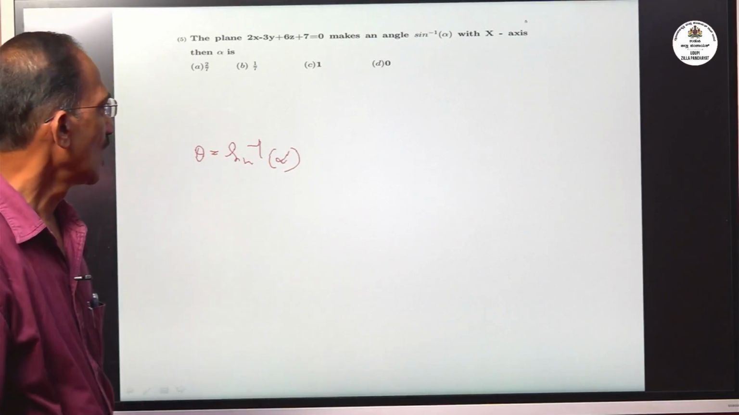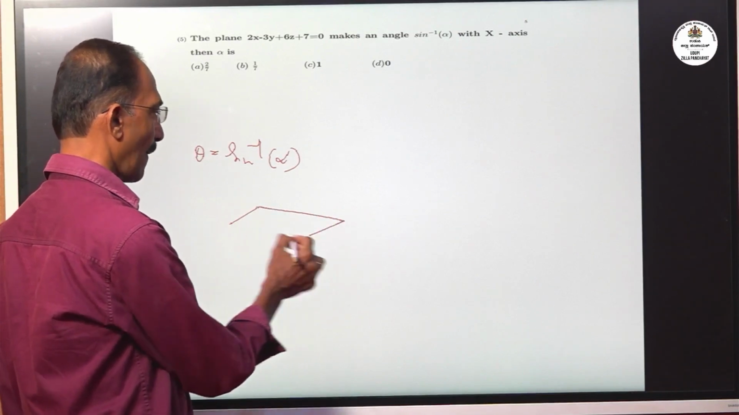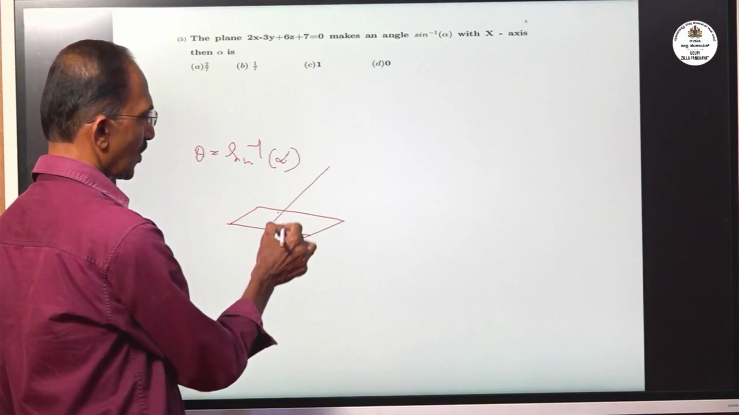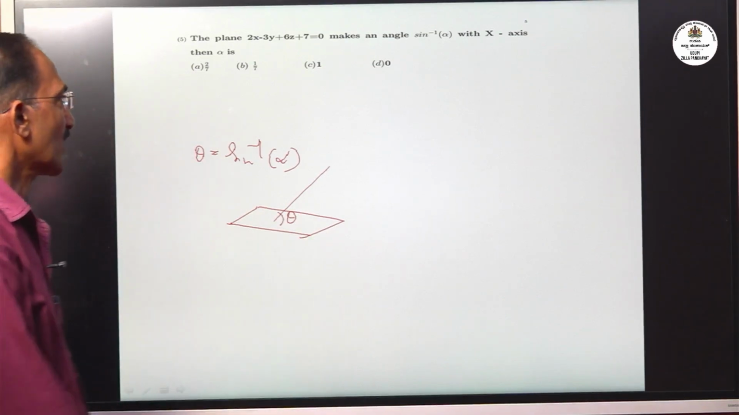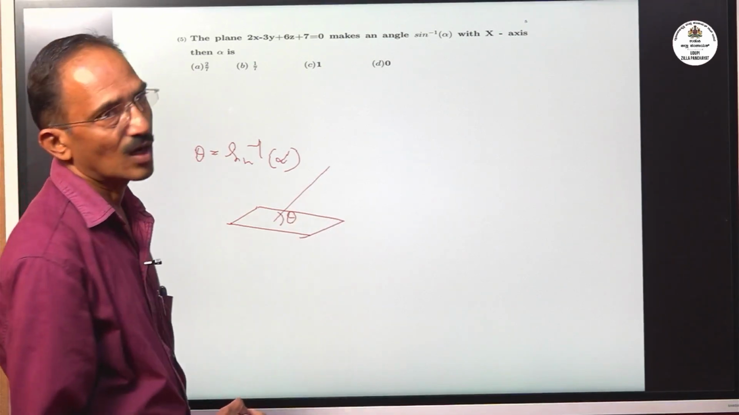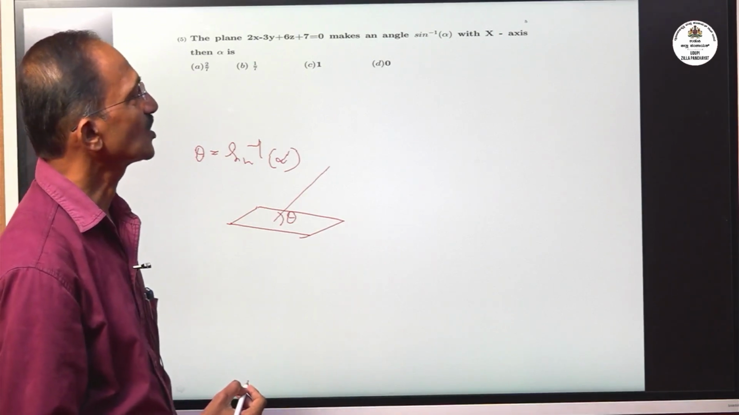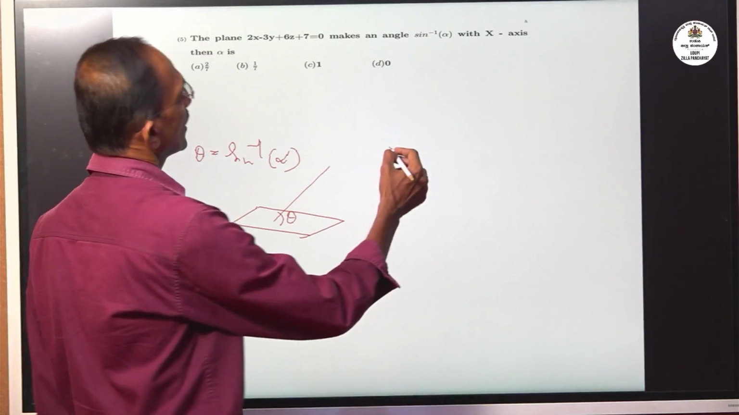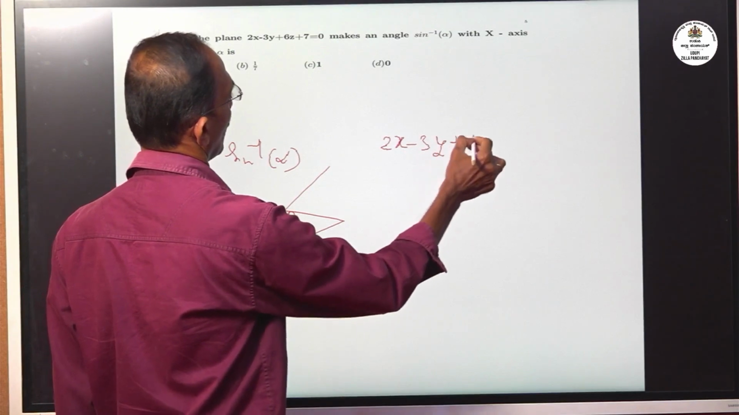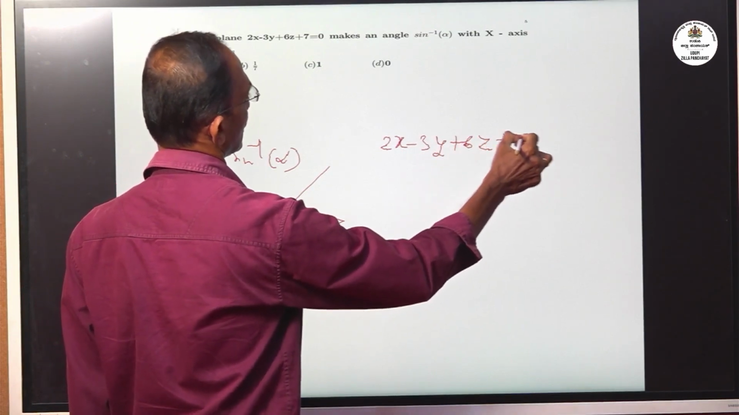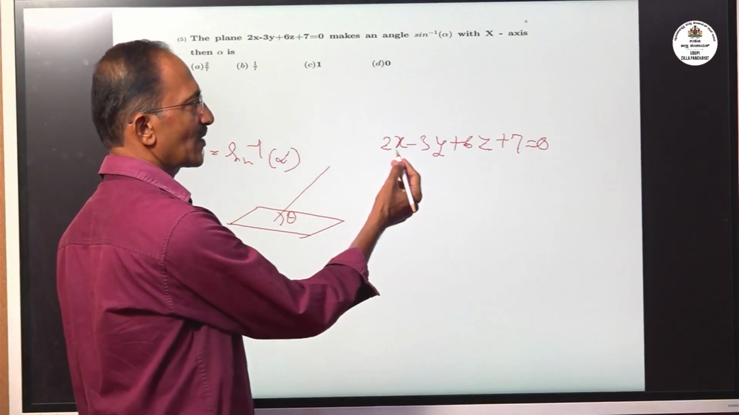So we have a formula for the angle made by the plane and the line. If it is theta, it is given by the vector perpendicular to the plane and a vector which is parallel to the x-axis. So 2x minus 3y plus 6z plus 7 equal to 0 is the plane. The normal vector is nothing but the coefficients of x, y and z.